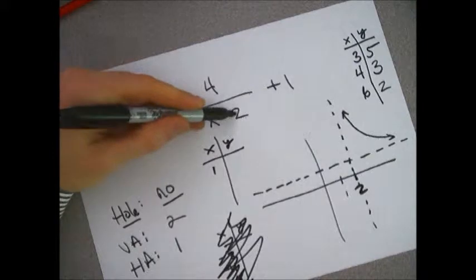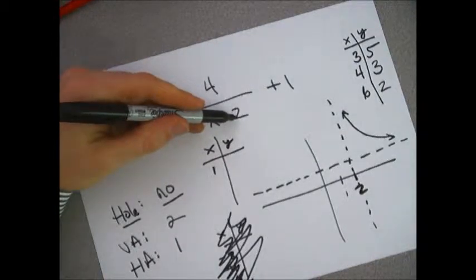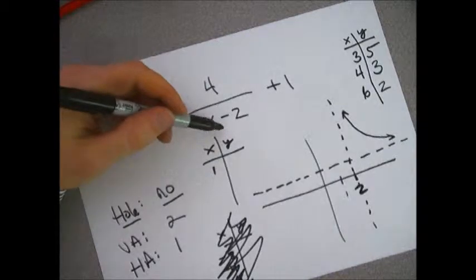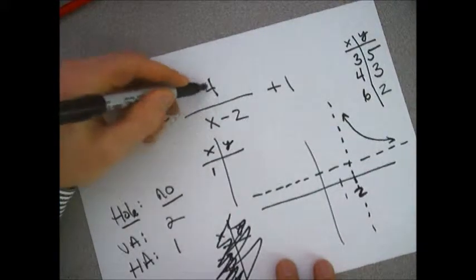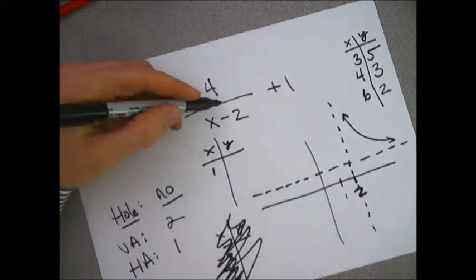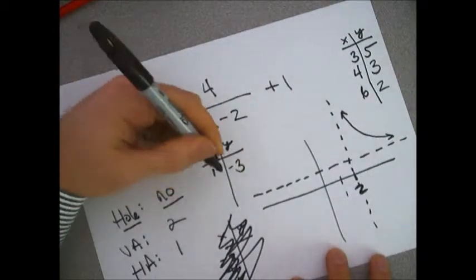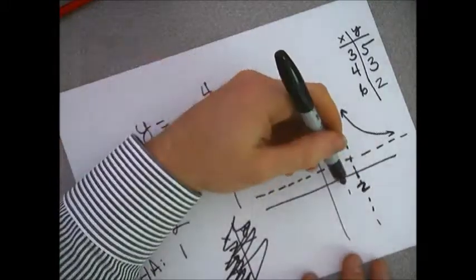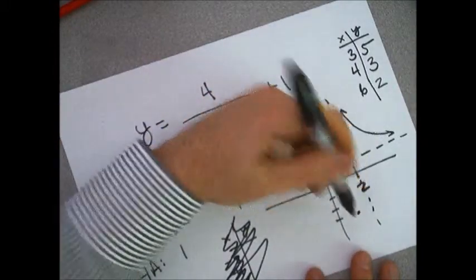What happens if I plug in 1? Well, what's 1 minus 2? 1 minus 2 is -1. So this is 4 over -1, so that's really -4. And -4 plus 1 is -3. So at 1, I'm at -3.